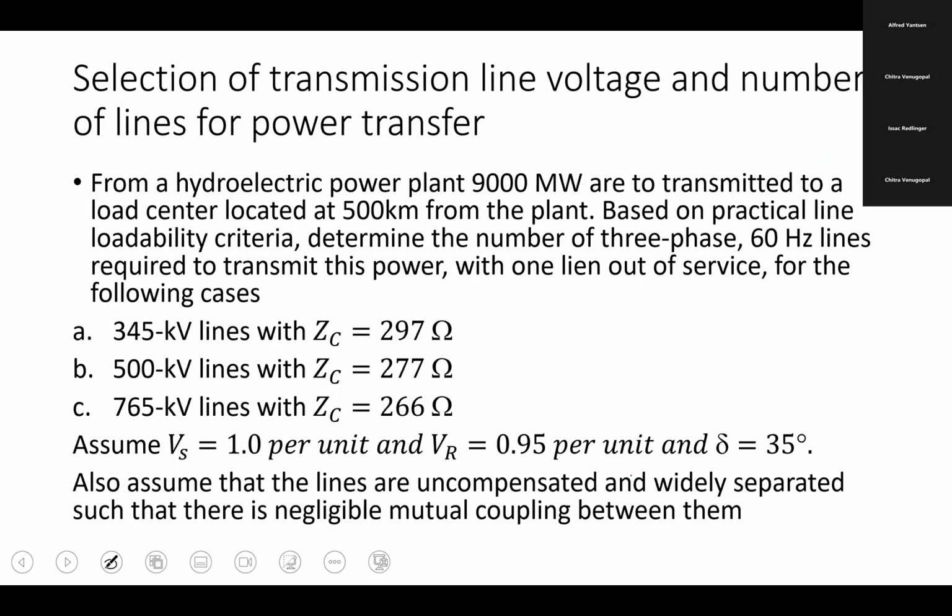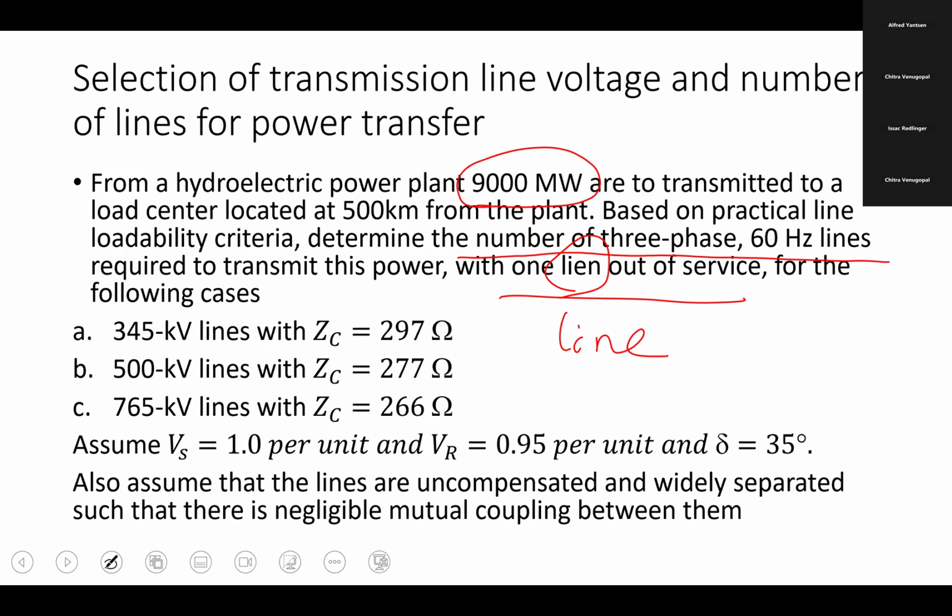And now the next question is, suppose you want to transfer more power, how do you determine the number of conductors you require? With one line out of service, for the following cases, determine the number of 3-phase 60 Hertz lines required to transport this power. How many lines you want, from the electrical point of view.